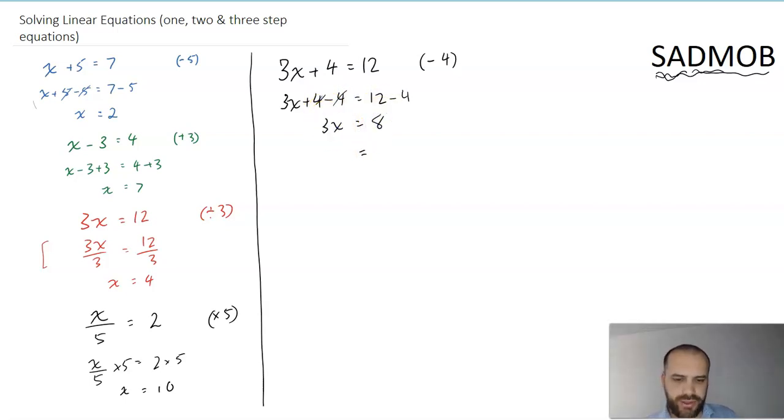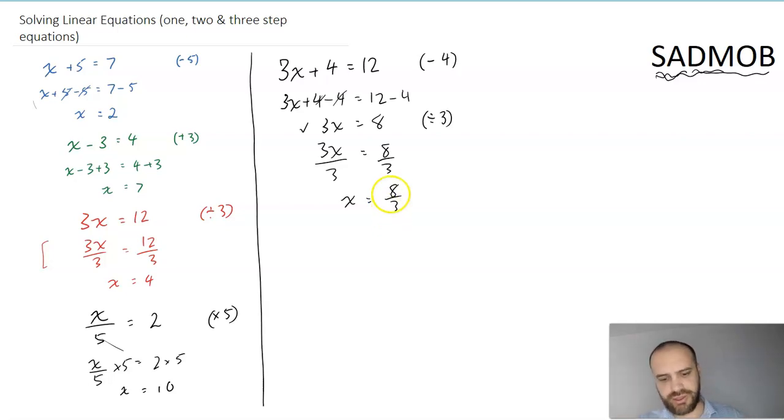Now, how do we get rid of the 3 there? Well, we have to undo that. This is just a one-step equation now, and we already know how to do one-step equations. We divide both sides by 3. 3x divided by 3 equals 8 divided by 3. x equals 8 over 3. Now, it's perfectly fine to leave the answer like that because that does not simplify.